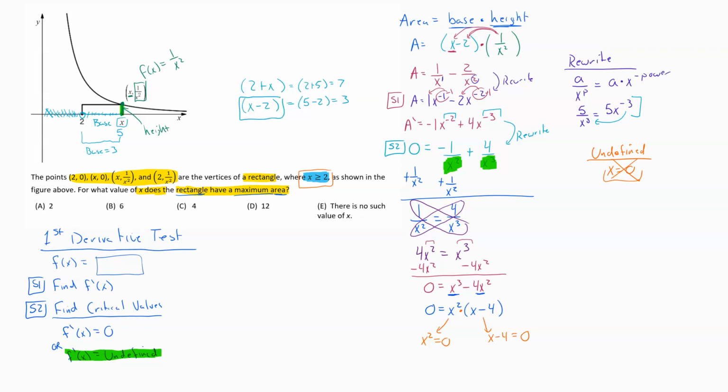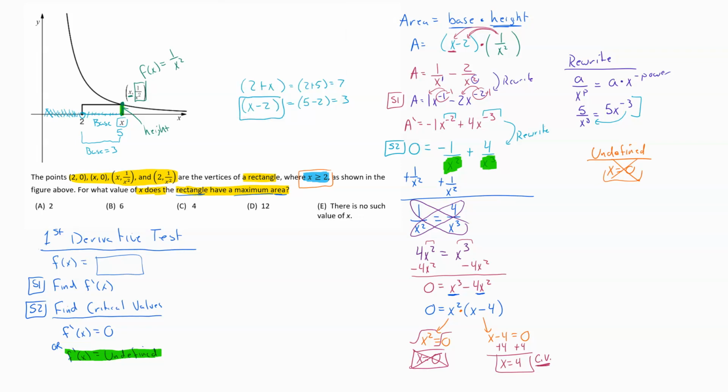On the left-hand side, you can see that I will square root both sides, and I end up finding that x equals 0 again, which I already know isn't in my domain, so I can throw it out. The second one, I add 4, and I end up with x equals 4. So there is my critical value, and I can feel pretty confident that that's going to be where my max is happening.